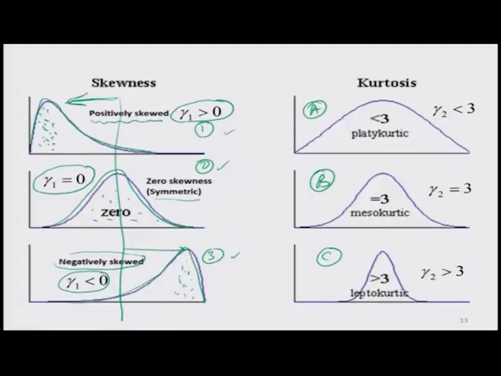So, the computed value of gamma 1, whether it is 0, greater than 0 or smaller than 0, gives us an idea whether the curve is positively skewed, symmetric or negatively skewed.